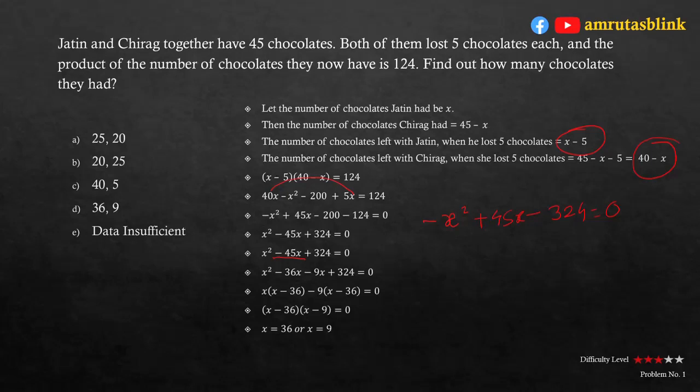Hence, what is asked in the question is how many chocolates they had. So let's say Jatin was having 36 chocolates, then in that case Chirag must be having 9 chocolates, or vice versa. So therefore Jatin was having 36 or 9 chocolates. That is answer option D, 36 or 9. So in this problem we need to create the equation as well as solve this equation.